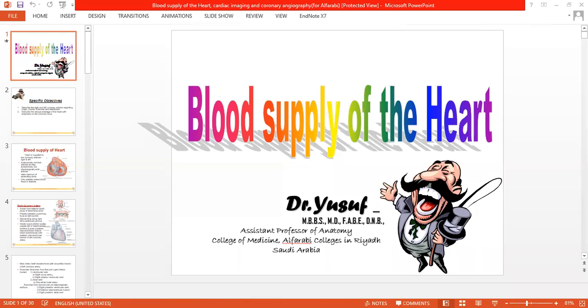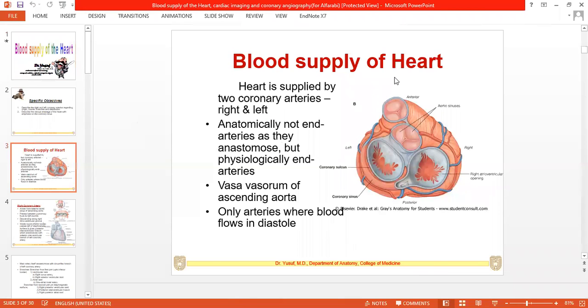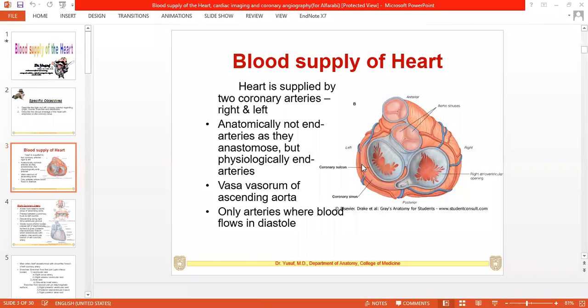Doctor, the slide is not moving. It is not moving. Okay, no, in the first slide, actually. Yes, now it's moving. Now it is moving.